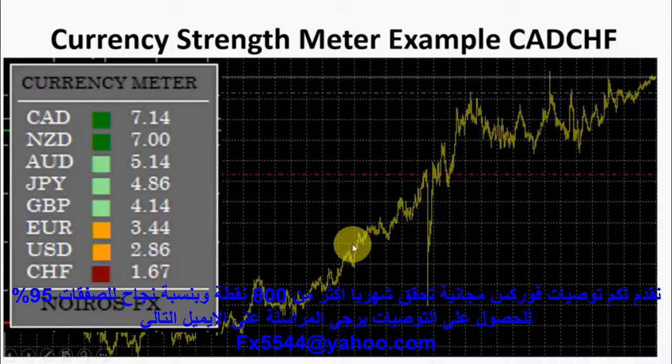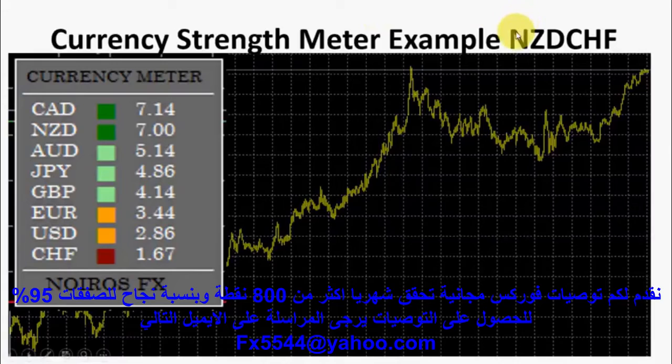Let's look at another example. This one is New Zealand franc, so it's between New Zealand and Swiss franc. You can see that New Zealand also is strong. Not as strong as Canadian dollar, but Swiss franc is weak. So New Zealand versus Swiss franc, we still see an uptrend, and still you use the same strategy and keep watching this. Make sure that the currency meter is still showing the currency you are trading as being strong.